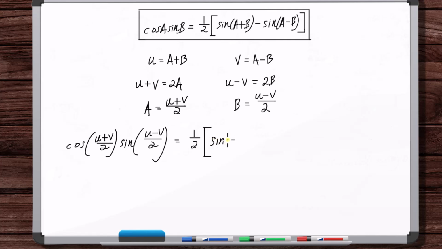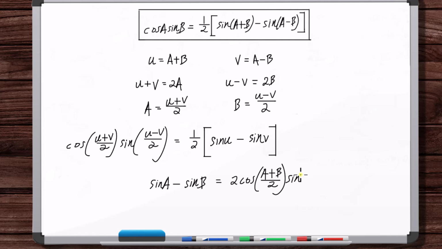Sine of A plus B is U minus sine of A minus B is V. Multiply both sides by 2, flip the sides, and I'll just go ahead and write U as A and V as B. So you've got sine of A minus sine of B is equal to 2 cosine of A plus B divided by 2 sine of A minus B divided by 2. There we go.